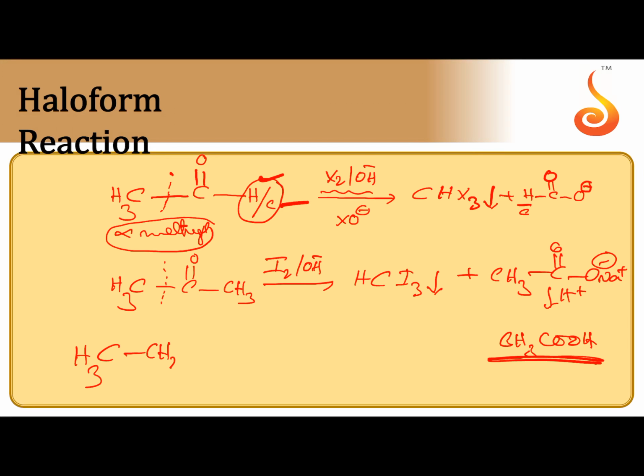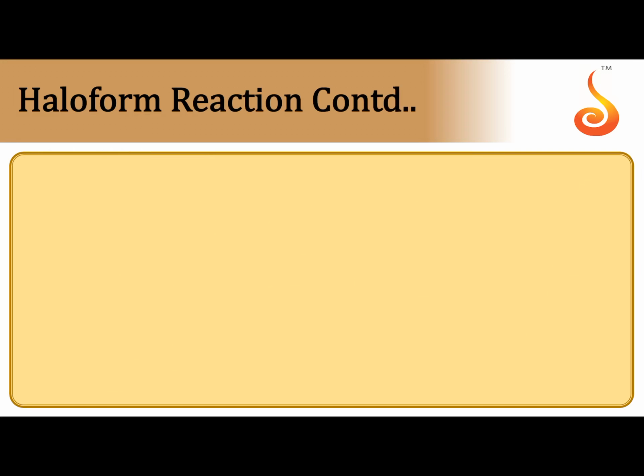Suppose CH3CH2CHO, propanaldehyde is taken, it won't undergo iodoform test. So based on this test, we can identify which is giving iodoform or not, so which is having alpha methyl group.